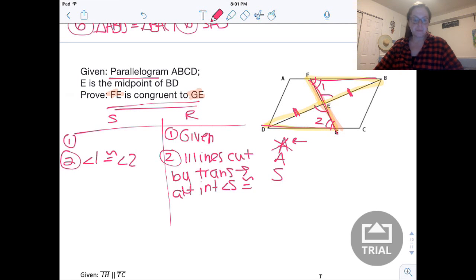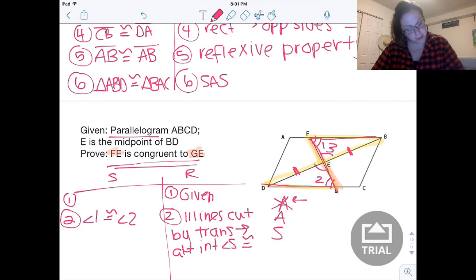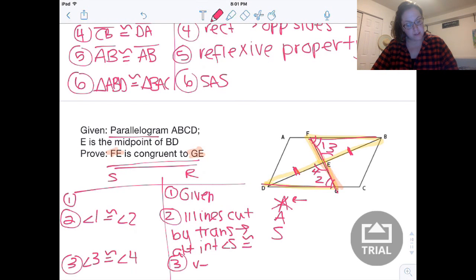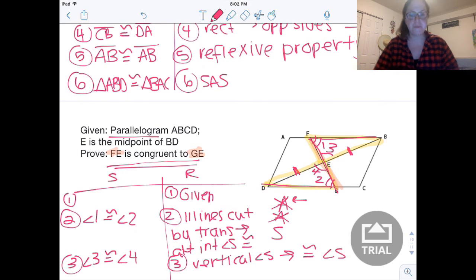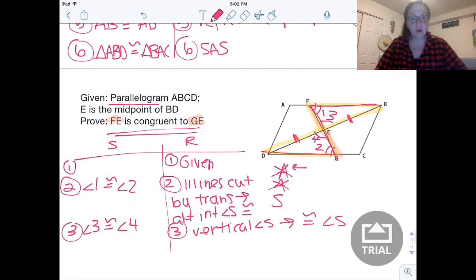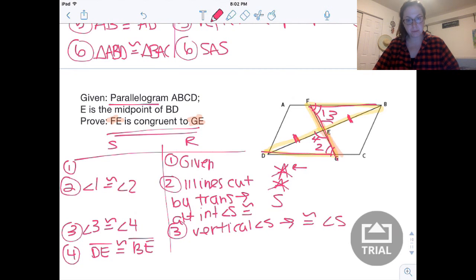Next, I'm going to label angle 3 here and angle 4 there. Angle 3 is congruent to angle 4 because vertical angles are congruent angles. So that's 2. Now the sides. I know that's a midpoint, so I'm going to say DE is congruent to BE, and that is because midpoint implies 2 congruent segments. Boom.